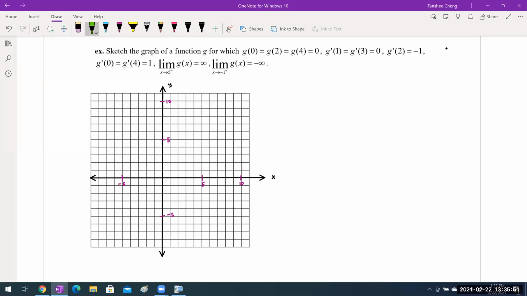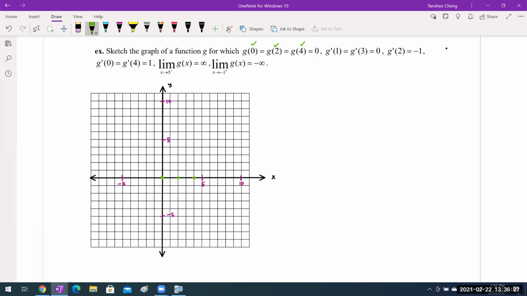So we want to sketch the graph of a function g for which g of 0, g of 2, and g of 4 are equal to 0. So this is basically talking about the zeros of functions, meaning where the y value is 0 for these particular x. So that's the zero of a function, or in graphical format, we interpret it as what? The x-intercept. So my x-intercepts will be at 0, at 2, and at 4.